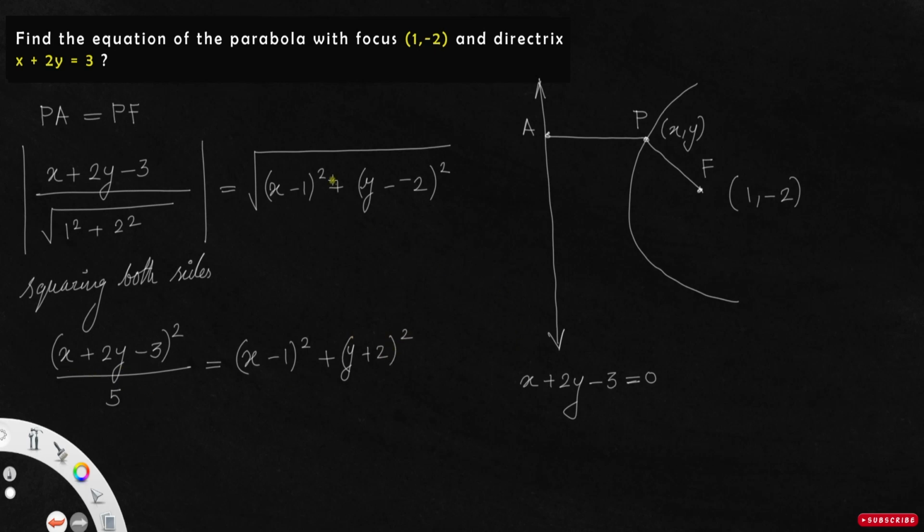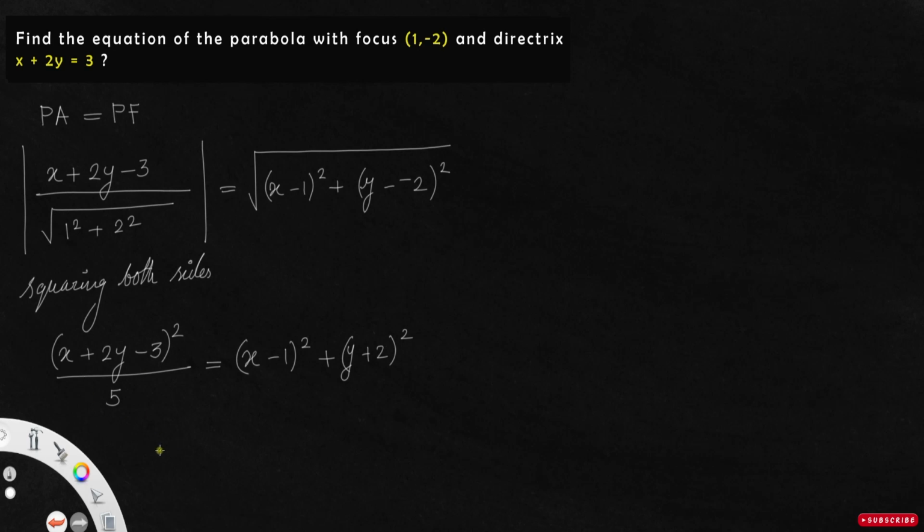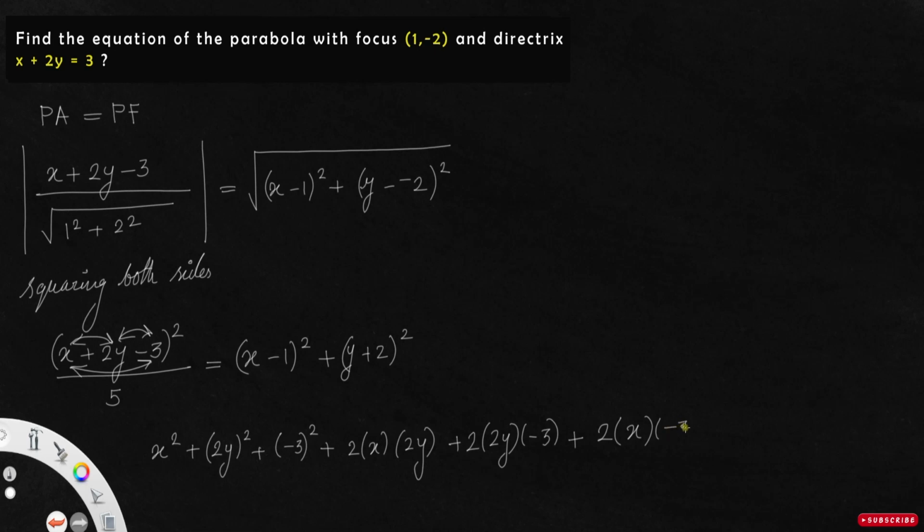Now let me expand this. So this will be x square plus 2y square plus minus 3 whole square plus 2 into x into 2y, plus 2 into 2y into minus 3, plus 2 into x into minus 3, equal to 5 times x minus 1 whole square plus y plus 2 whole square. I moved this 5 to the right.